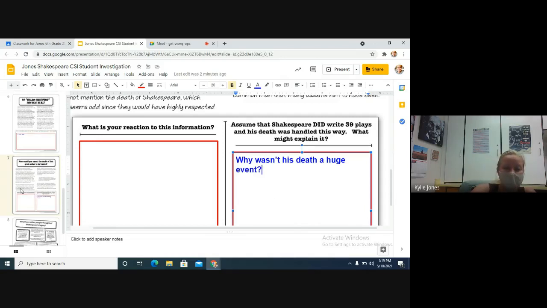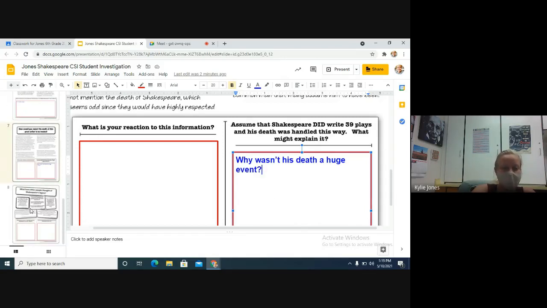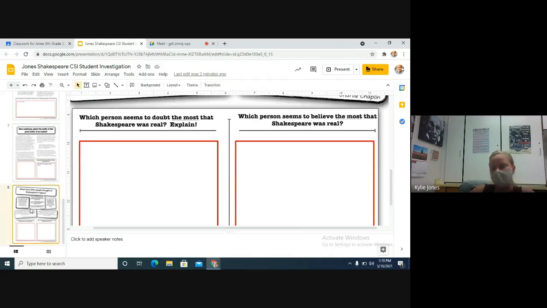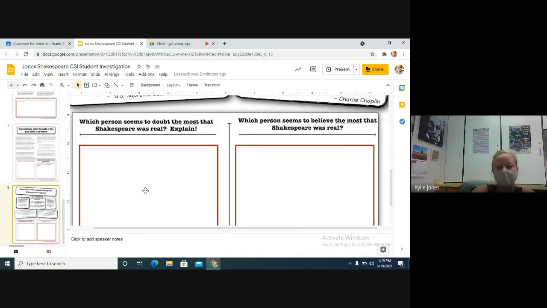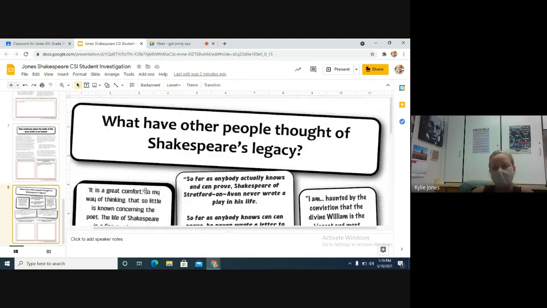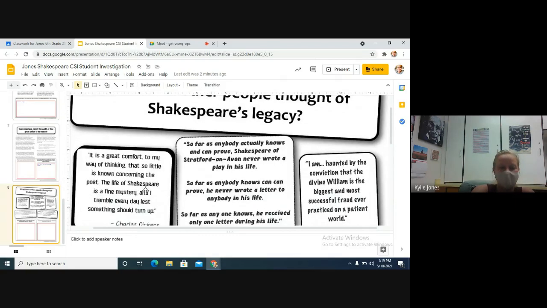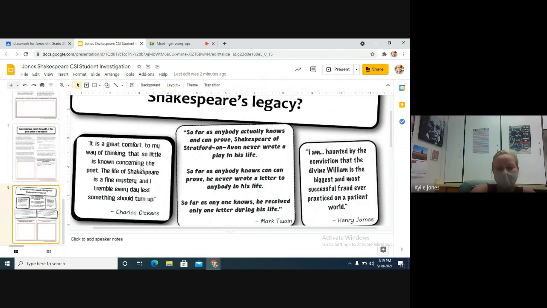All right, let's read our last slide, and then I will let you guys work on the little paragraph you need to write after this. So, at the top, it says, what have other people thought about Shakespeare's legacy? There's a couple of quotes from people. The first one on the top left is by Charles Dickens, who is a famous author.